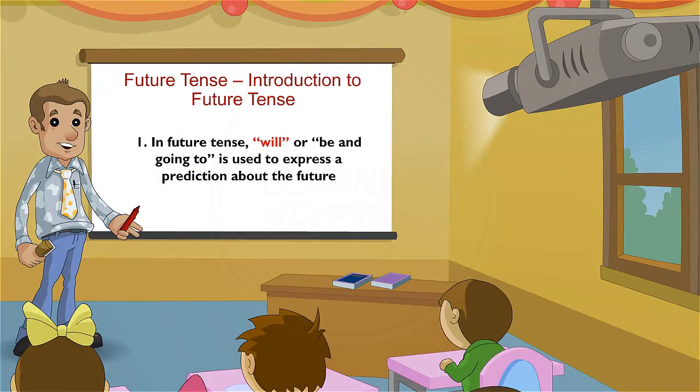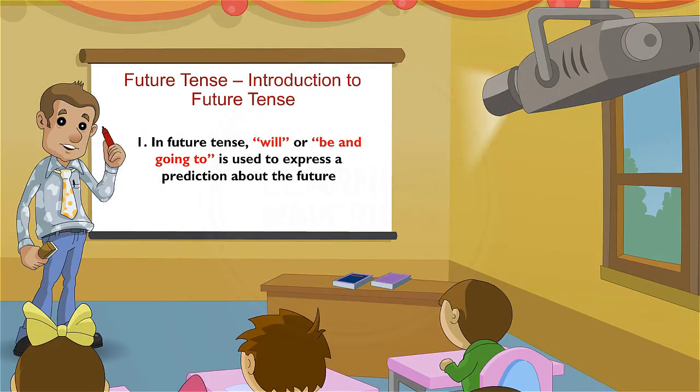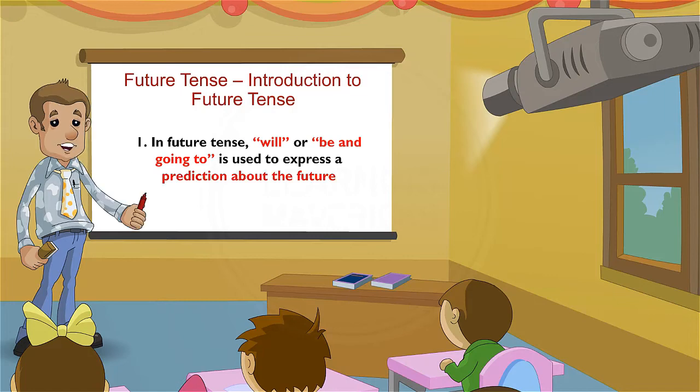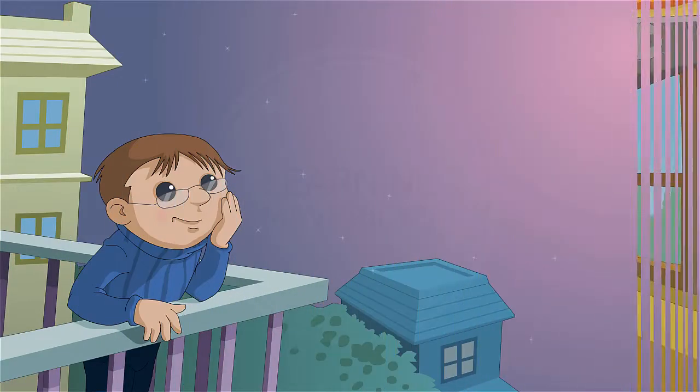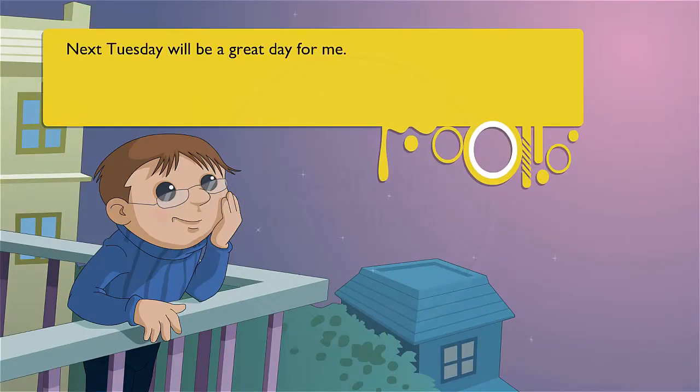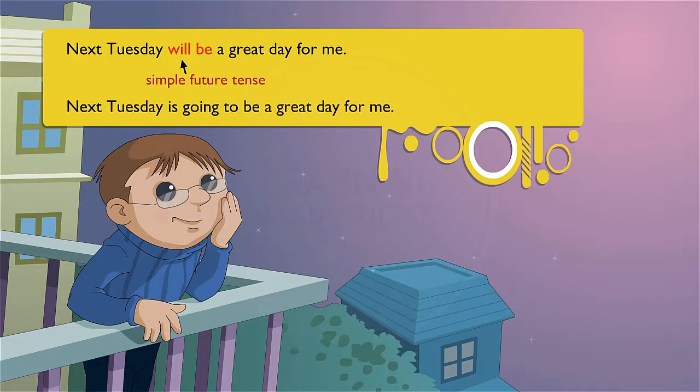In future tense, will or be and going to is used to express a prediction about the future. Example, next Tuesday will be a great day for me. In this sentence, will is used to express a prediction about the future, in this case, being a great day for me. Instead of will, be plus going to can also be used. In that case, the sentence can be written as, next Tuesday is going to be a great day for me.